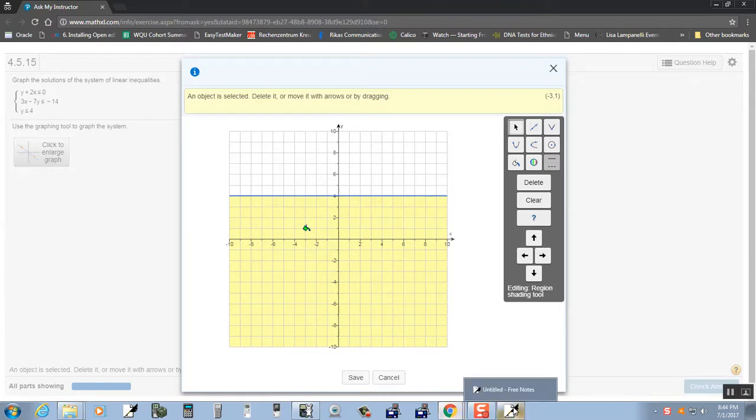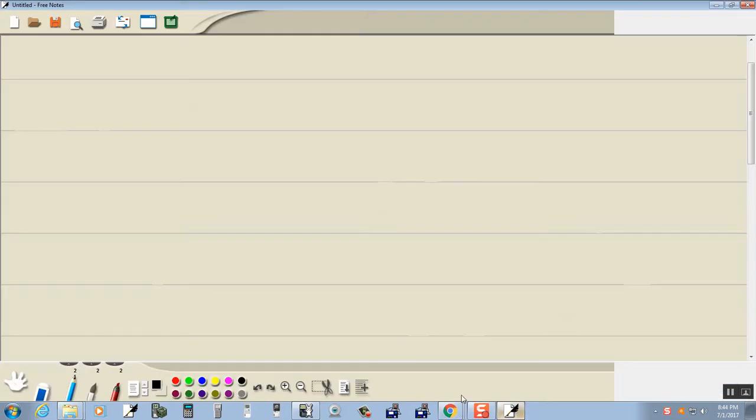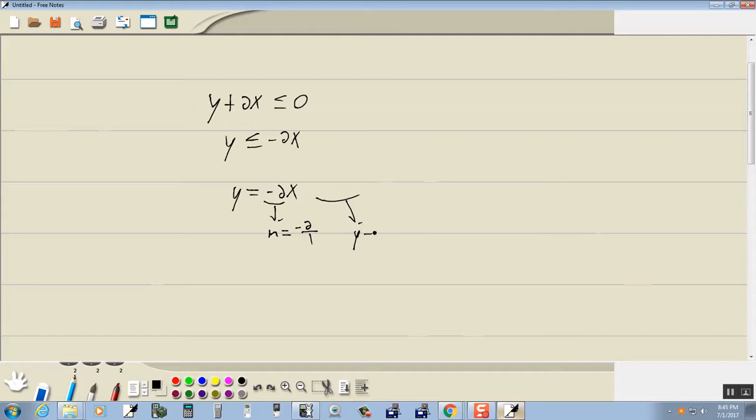Okay, now this top one, y plus 2x is less than or equal to 0. If I were to graph that, y plus 2x is less than or equal to 0. Well, if I take 2x over, it becomes a negative 2x. And really, we're graphing y is equal to negative 2x. Now this is our slope. So m is negative 2, and I can put it over 1. And our number here would be our y-intercept, which there is none, so that's 0.